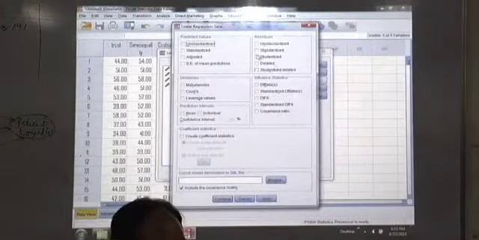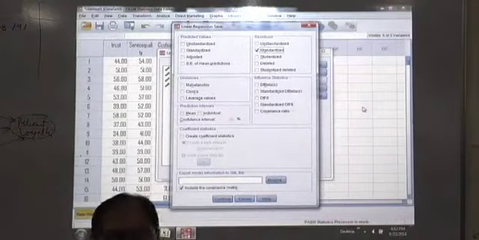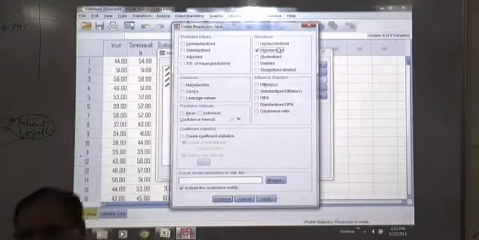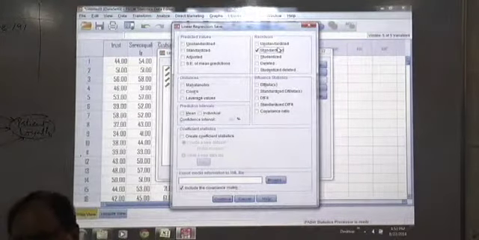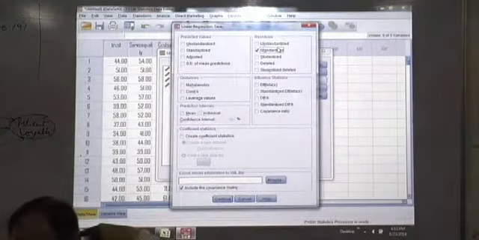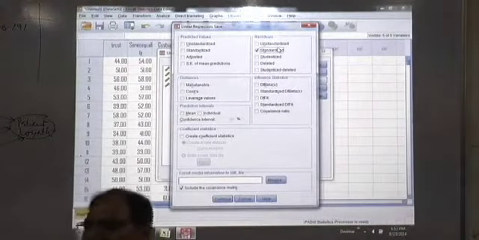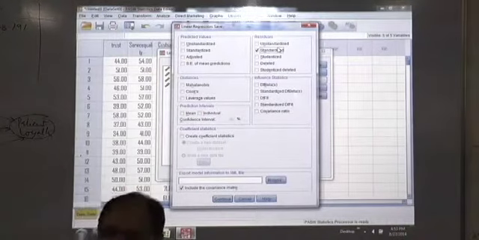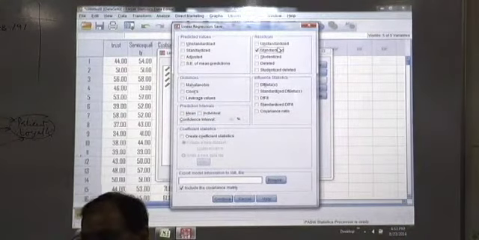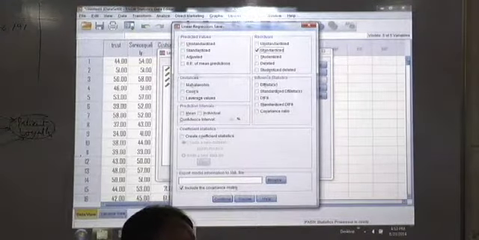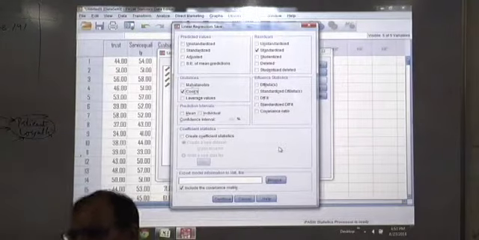Save. We need to save standardized values. First, let us select the options for save. I will come back to graph. We are saving standardized residuals so that we can test them for normality later on. You can also check Cook's distance for identifying outliers.